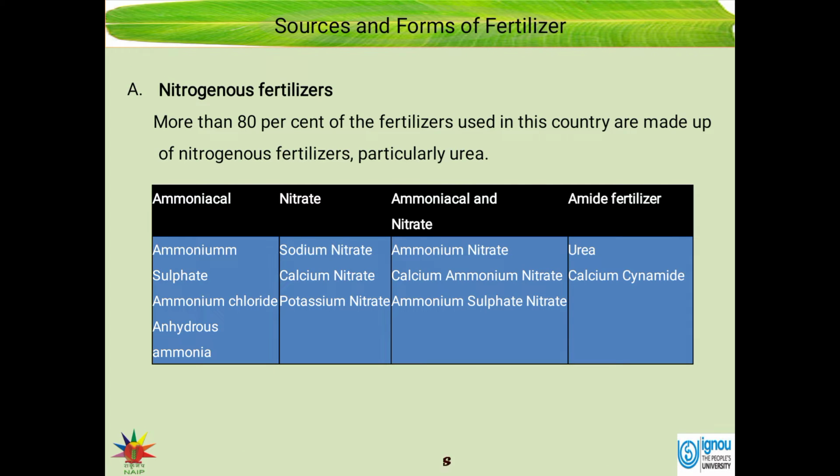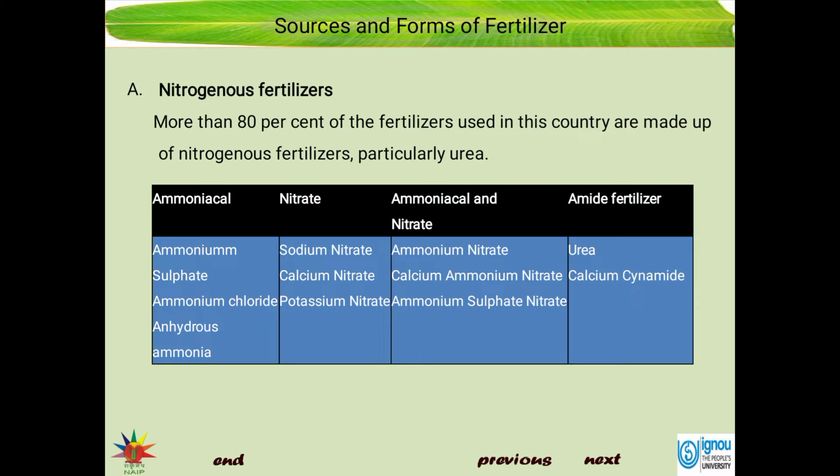First one is the nitrogenous fertilizer. More than 80% of the fertilizer used in the country is nitrogenous fertilizer, particularly urea. Nitrogenous fertilizers are again subdivided into four parts: first the ammonical fertilizer, second the nitrate fertilizer, third the ammonical and nitrate fertilizer, and fourth the amide fertilizer.